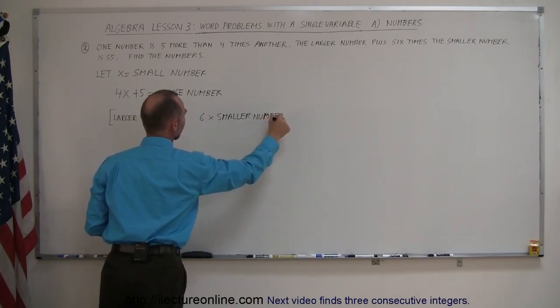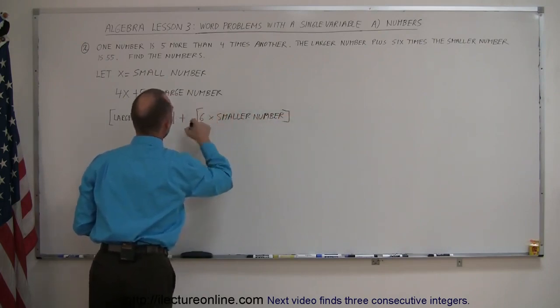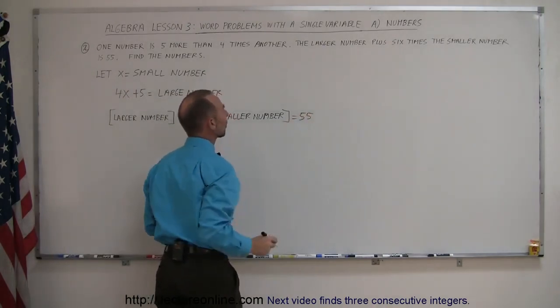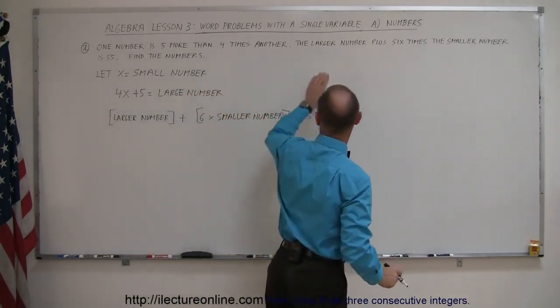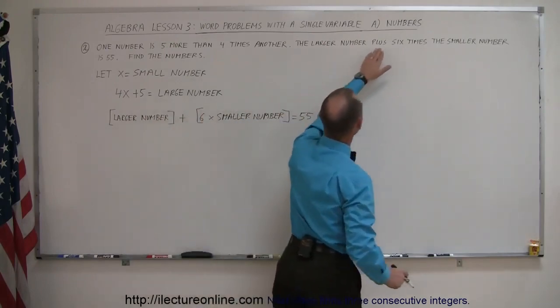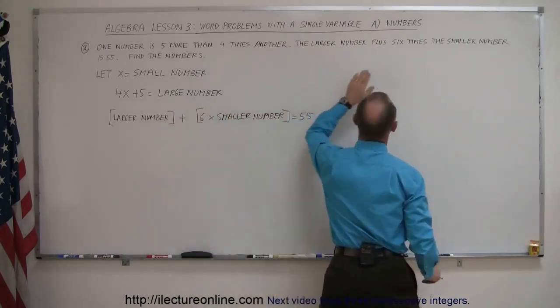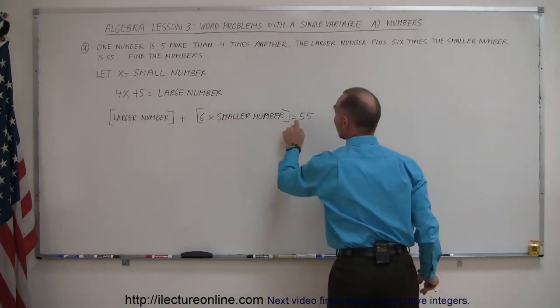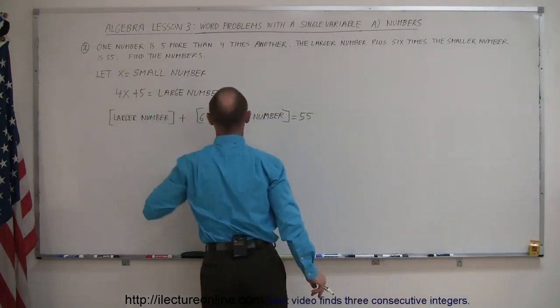And we add it together, we should get 55. That's exactly what it says here. It says the larger number, right here, plus, right here, 6 times the smaller number, that equals 55.